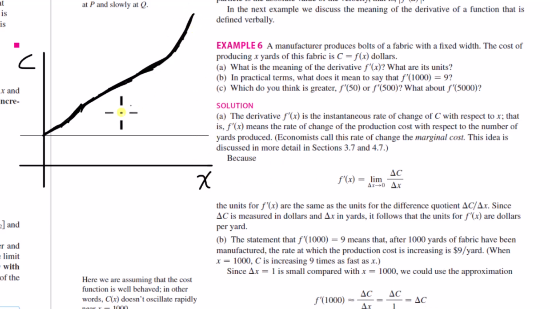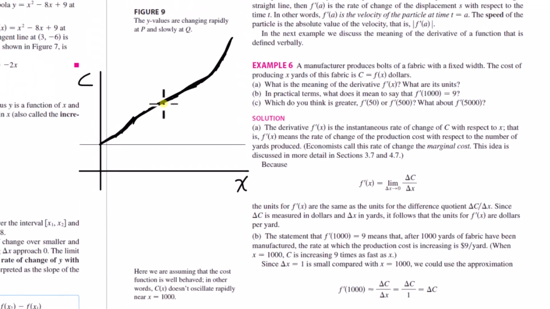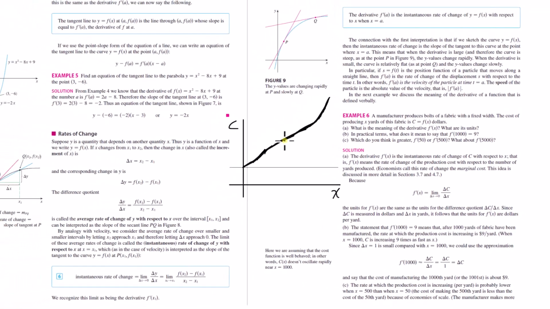So as far as the derivative, we would expect that F prime of 50 would be greater than F prime of 500, which would be like in the middle here. And then F prime of 5,000 would be greater than F prime of 500. It's right in the middle, in that sweet spot, where you have the most efficient operation of the entire manufacturing process.